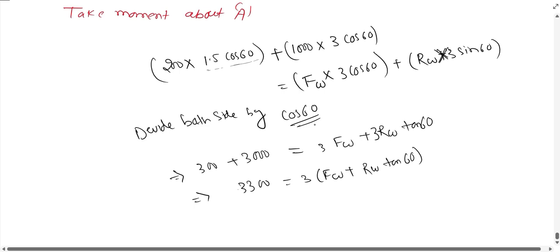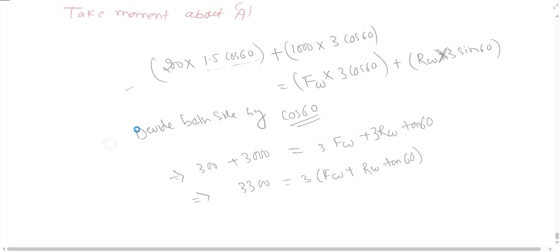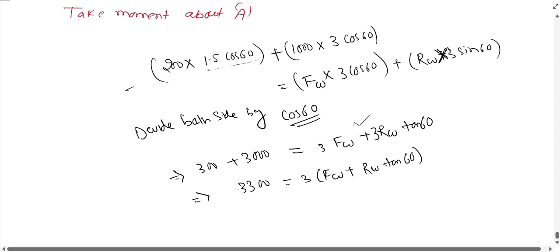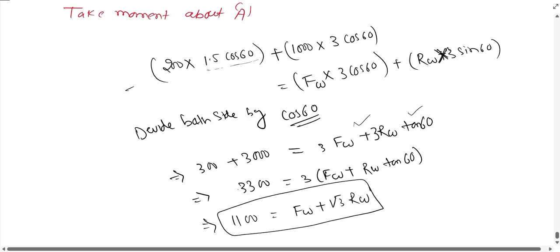So in this equation we have to divide both sides by cos 60. When we divide, on the left hand side we will get 3000, equal to, on the right hand side we will get 3FW plus 3RW tan 60. Then further we will get 3300 equal to 3FW plus RW tan 60, or 1100 equal to FW plus RW tan 60. Give the value of tan 60 as √3, so FW plus √3 RW, and let's call this equation 3.